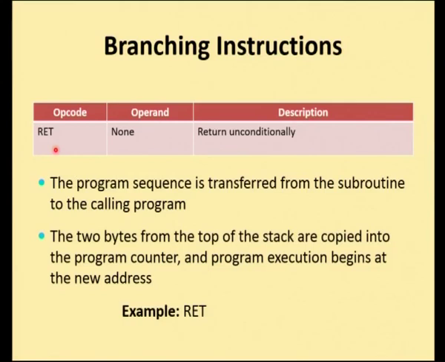This is the third unconditional instruction, which is RET. RET is return unconditionally. It is mostly used in the last line of the subprogram, to terminate the subprogram. The program sequence is transferred from the subroutine to the calling program. The 2 bytes from the top of the stack are copied into the program counter, and the program execution begins with the new address. So, in unconditional instructions we have 3: jump, call and return.